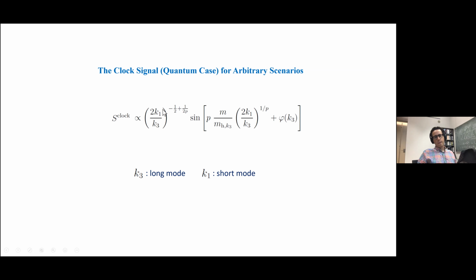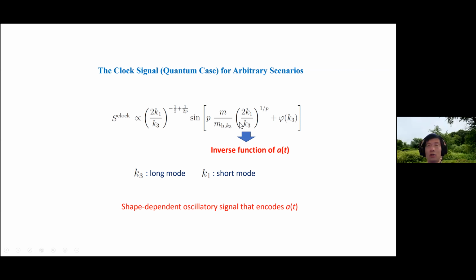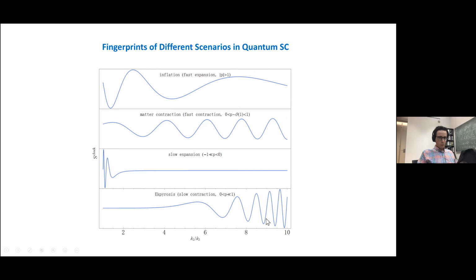It's just the power is slightly different in this case, and despite a change in the K dependence from the scale dependence to shape dependence, the functional form is still inverse function of A of t. So this oscillation pattern encodes A of t. So here is a full sketch for different scenarios. Very similar to the classical case. The quantum case here has a dependence on the ratio, and we look at non-Gaussianities.